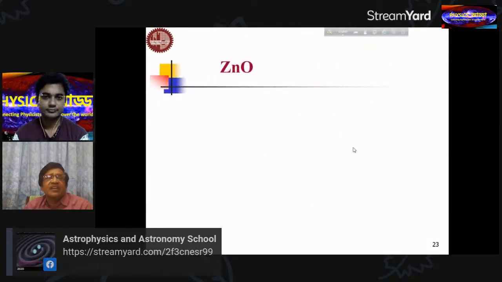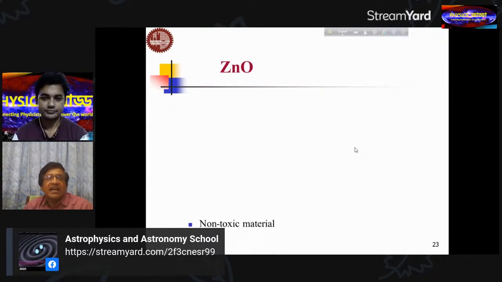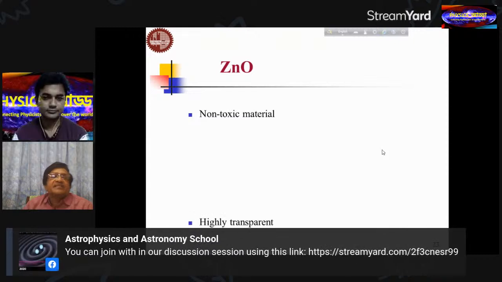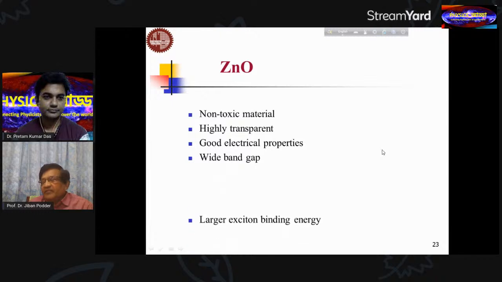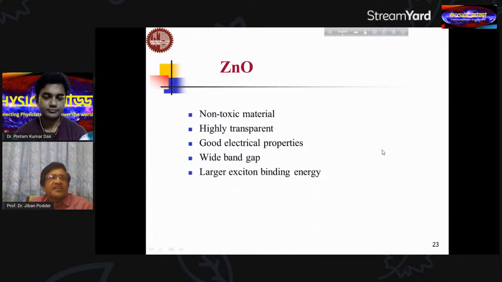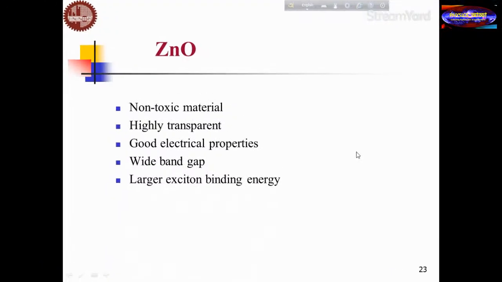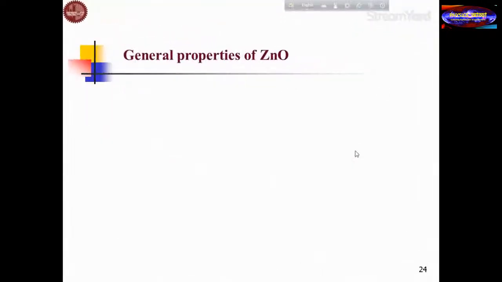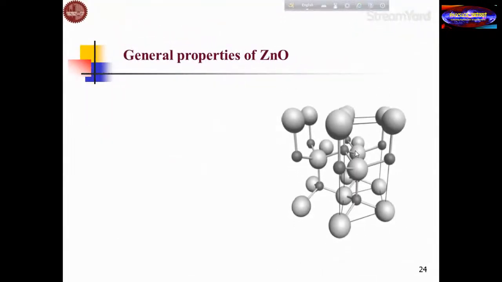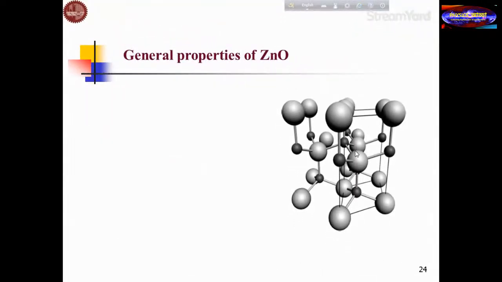Next, I will talk about this very promising material, zinc oxide. Zinc oxide gives unique properties because it is a non-toxic material, highly transparent, with good electrical properties, a wide band gap, and a large exciton binding energy. And you see that this is the structure, Wurtzite structure, hexagonal. This is the zinc oxide material.